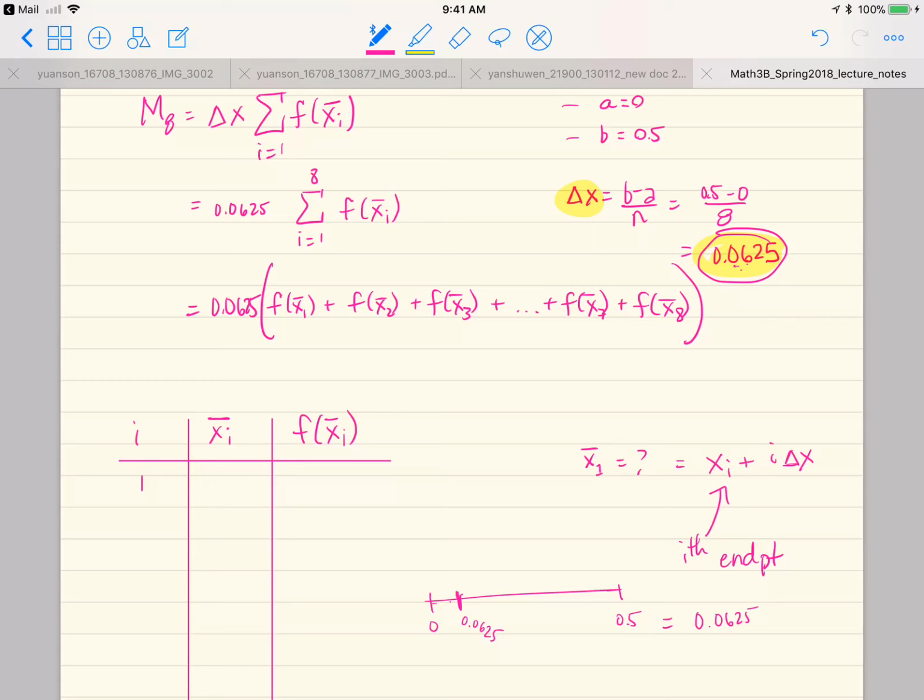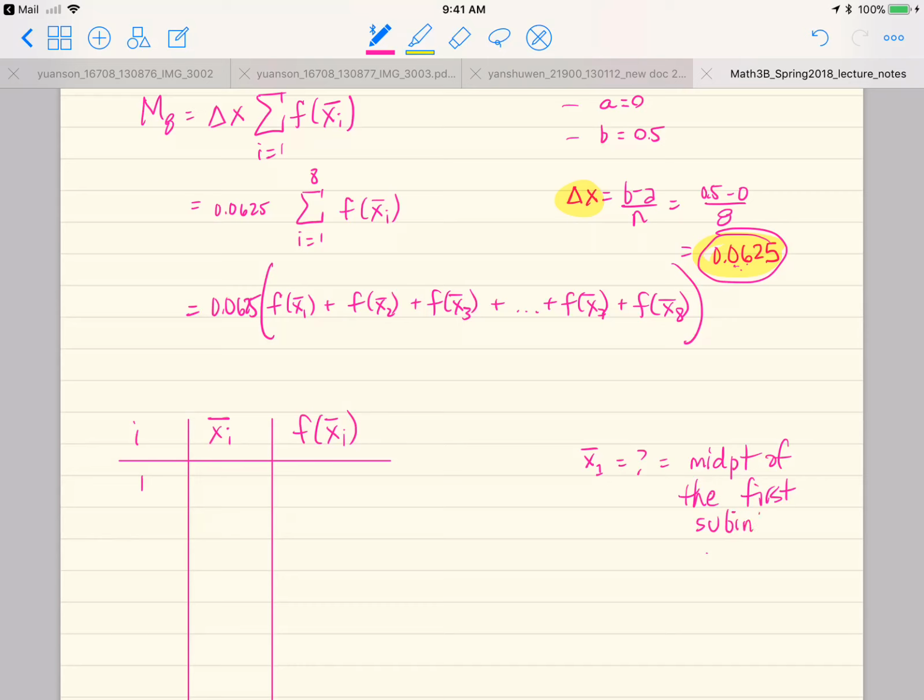I think I've messed up on my formula here for xi bar. Let me go back and make sure that I have the correct formula here. So xi bar, the only thing we know about xi bar is that it is the midpoint. It is equal to the midpoint of the first subinterval. So x1 bar is going to be the midpoint of the first subinterval.